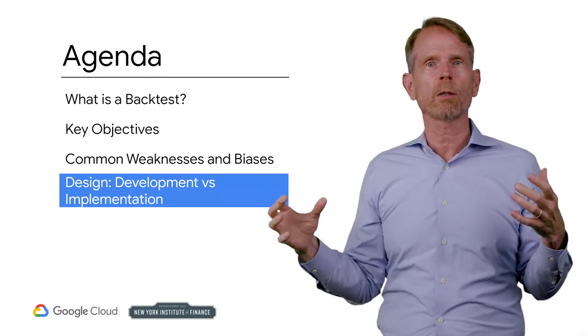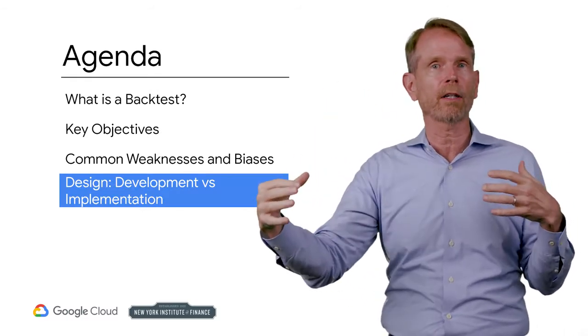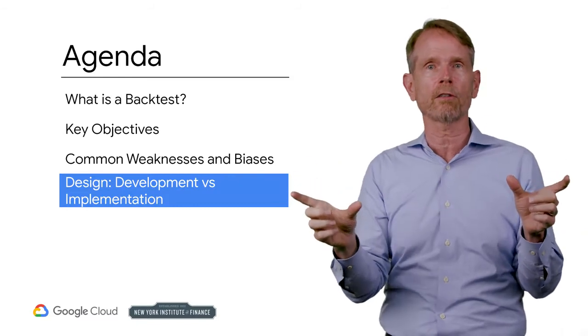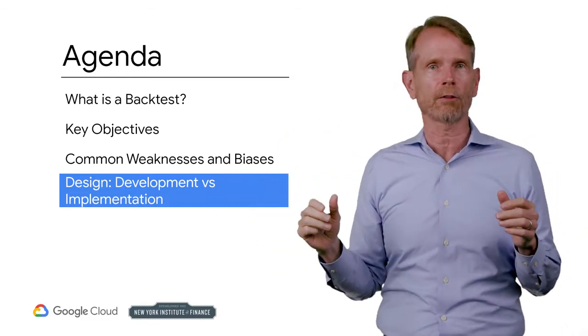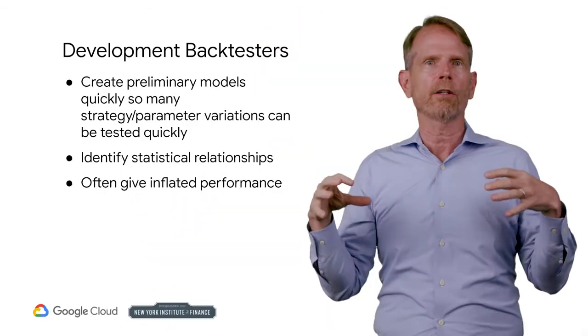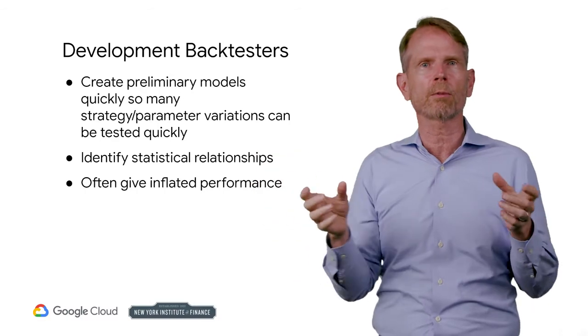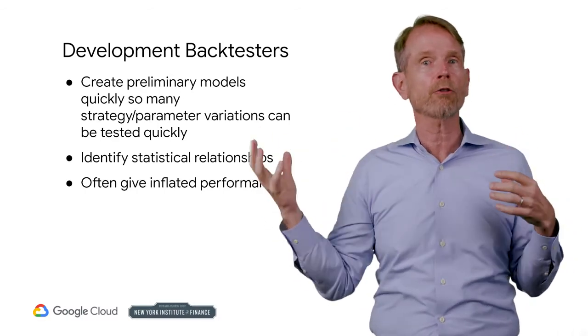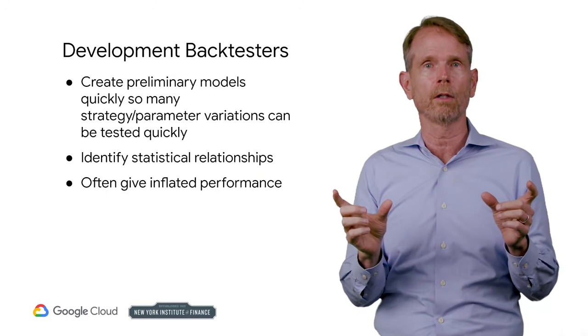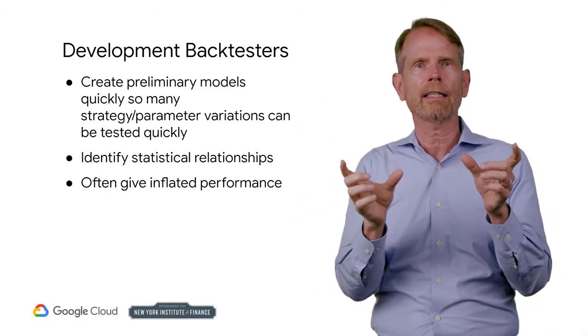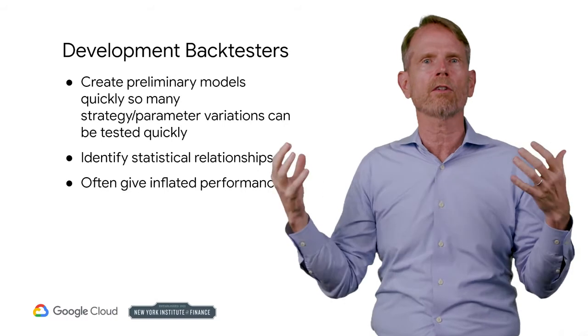Now we look at the difference between backtests you create in the development phase and those that you use to retest strategies that are candidates for full implementation. You design development backtesters to help create many preliminary models. So strategies with varying sets of parameters can be tested quickly and either discarded or qualified for a more thorough implementation backtest. They are used to identify statistical relationships and market behaviors that have the potential to be exploited in a quant strategy. One big weakness is they tend to give inflated performance as they don't consider the full costs of strategies.